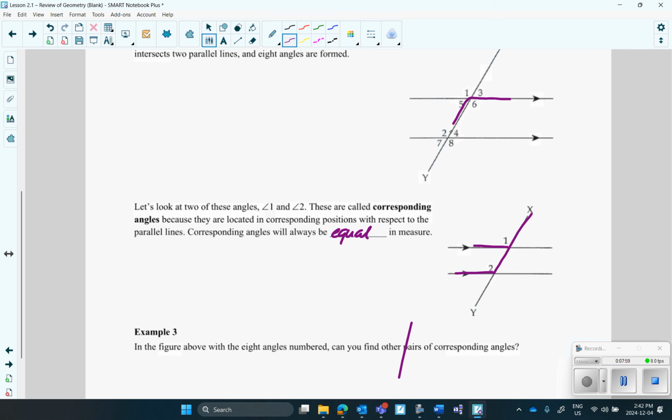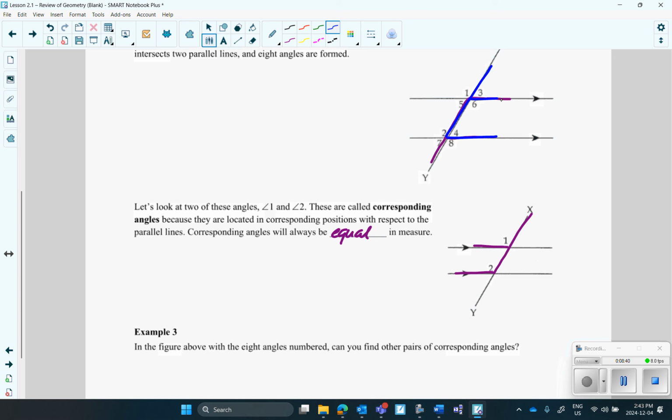How about this? Maybe, but tell me, what angles? 6 and 4. We could have done this one. That's the one we did before. Angles 3 and 4 form an F. Can you see one more? There is one more.